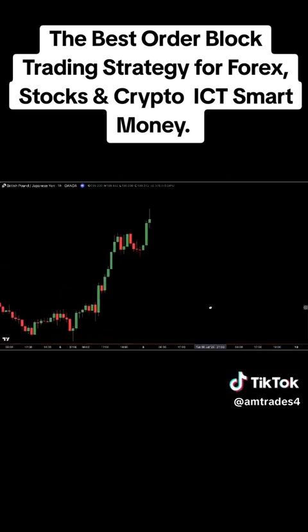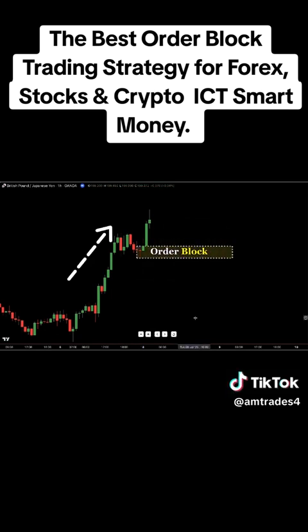Now let's walk through an example so you can see exactly how this strategy works in practice. Here, the market is clearly trending upward, and we spot a well-defined bullish order block. Why? Because this is the last candle that formed before a strong imbalance, the fair value gap that pushed price higher. So we mark that candle as our order block zone. Next, we wait for a pullback.